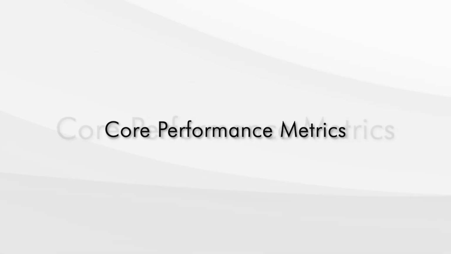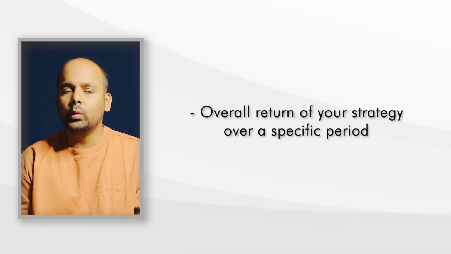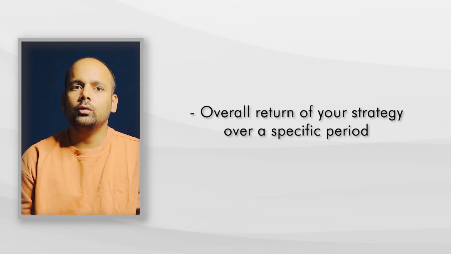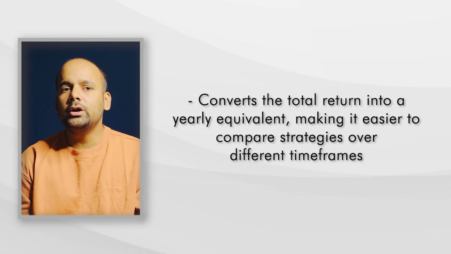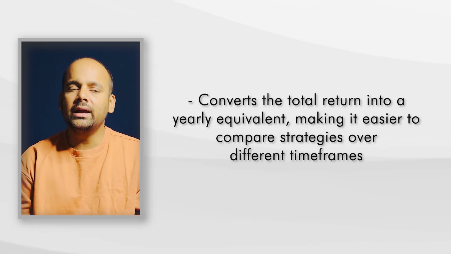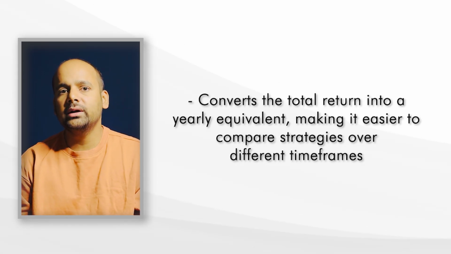Performance metrics. Total return: this is the overall return of a strategy over a specific period of time. Annualized return: this is the most important thing that a person can look at when evaluating a strategy. It converts the total return into a yearly equivalent, making it easier to compare strategies over different time frames.